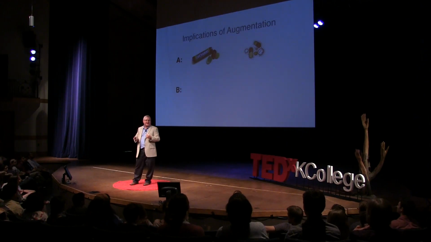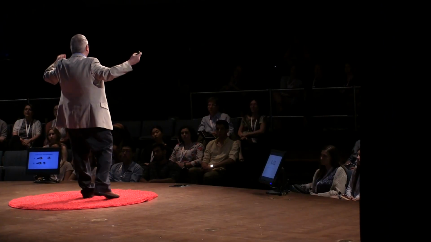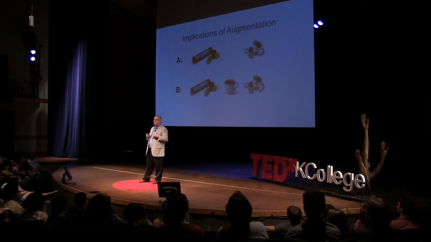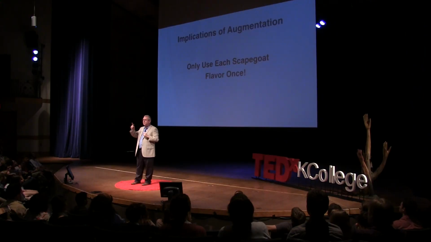I already dislike it. However, if some other cue is present, say the odor of coffee, which tends to be present often in treatment centers, or some other cue that the individual might experience, and again this is followed by illness, the potential exists for the aversive flavor to augment these other cues and make them stronger triggers. So, the implication from the augmentation studies for the scapegoat flavor technique is clear. Only use each scapegoat flavor once.